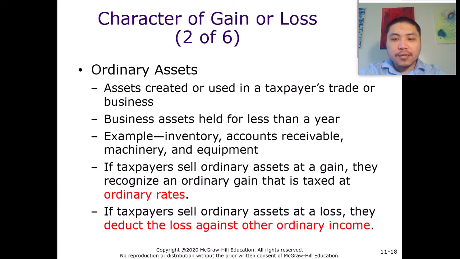And for the loss, again, it is an ordinary loss. So if there's a loss, the taxpayer can just use the loss to subtract against ordinary income, which is pretty good, right? If they have a loss. All right, so that was ordinary assets.